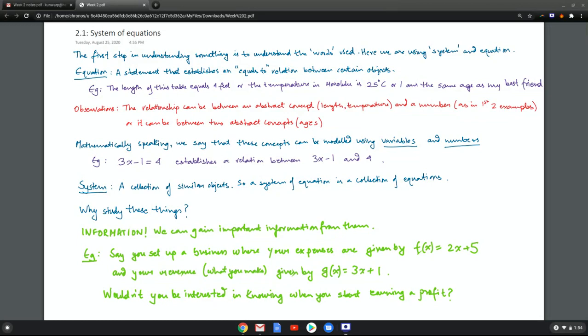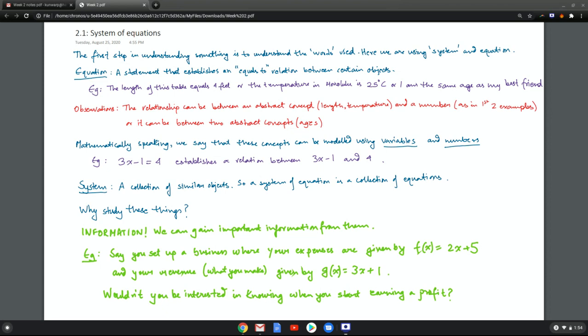The first example is between the length of the table and the number 4. The second one is between temperature and the number 25. And the last one is between my age and the age of my best friend. A few observations here. The relationship can be between an abstract concept like length or temperature and a number, as in the first two examples, or it can be between two abstract concepts, ages, which are also distinct from each other.